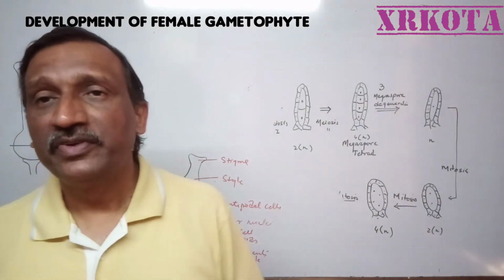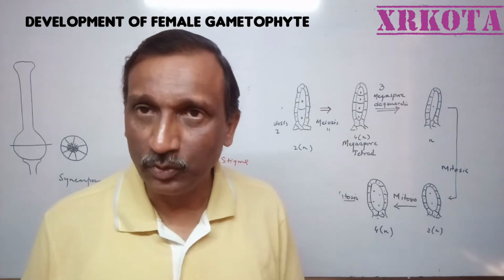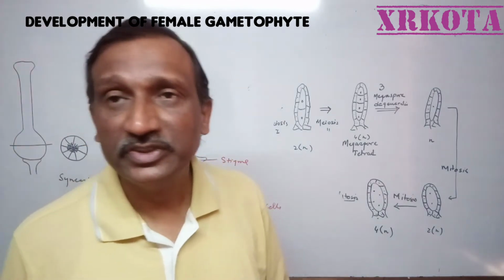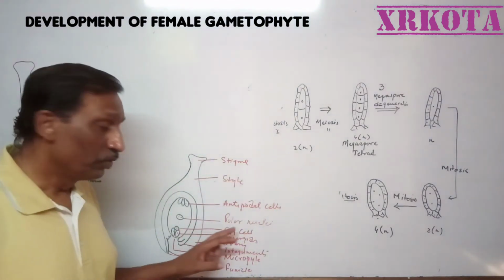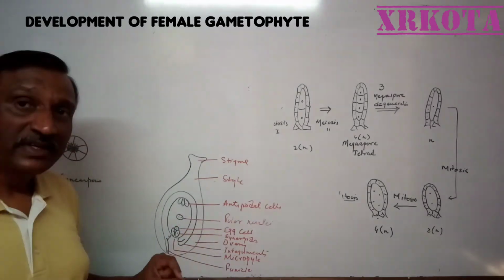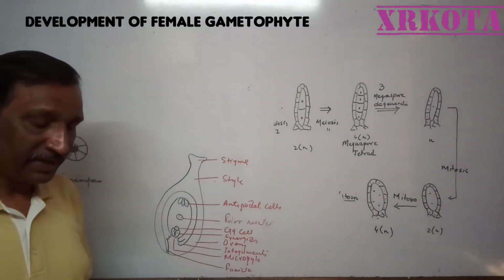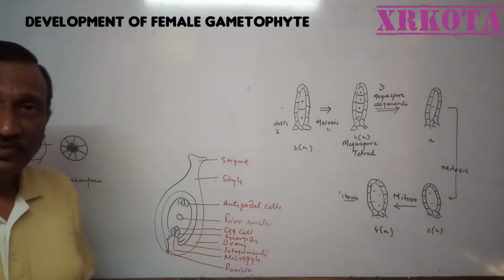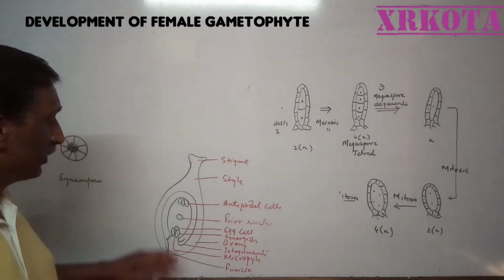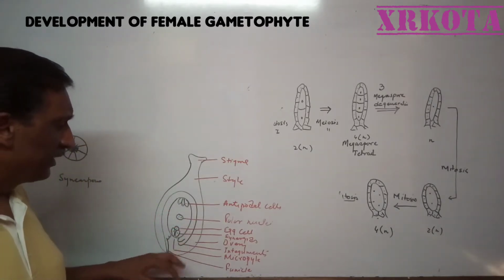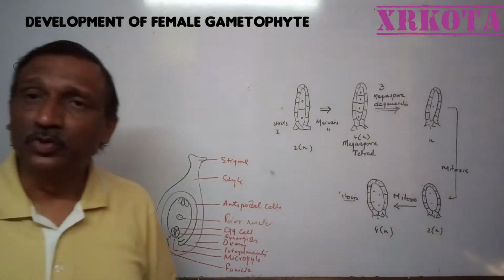The ovary after fertilization changes into fruit, whereas the ovule changes into seed, and the egg changes into embryo. The pollen nuclei will later on develop into endosperm, and endosperm will provide nourishment to the growing embryo, and these cells will degenerate. Integuments will form the seed coat.